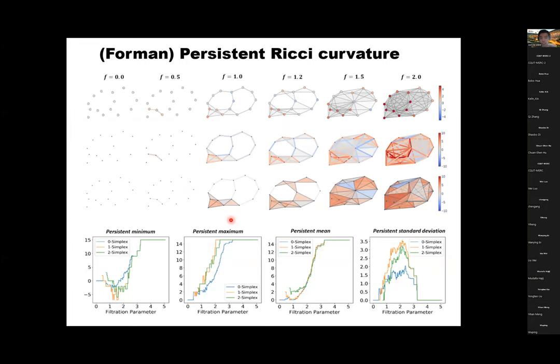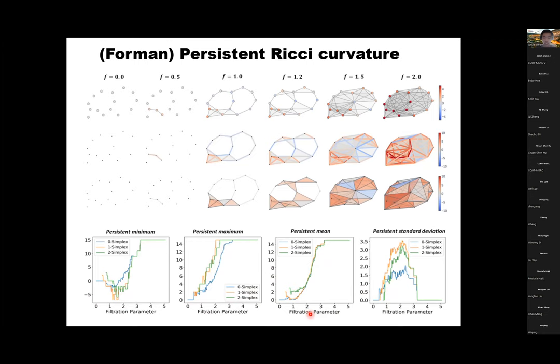On the top row, we track the changes in the vertex curvature. Second row, we track the changes in the edge curvature. And the third row, we track the changes in the triangles. So we have a curvature distribution for every instance of the parameter. We can aggregate these distributions by taking several basic statistics. These statistics consolidate the information and give us an overview of how the curvature distribution changes along this filtration process. This is what we call persistent attributes or statistical attributes, and this is what we use in our machine learning models.